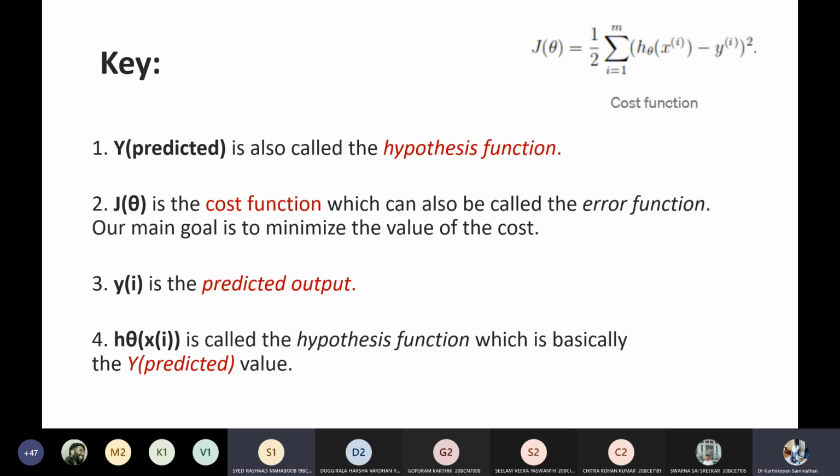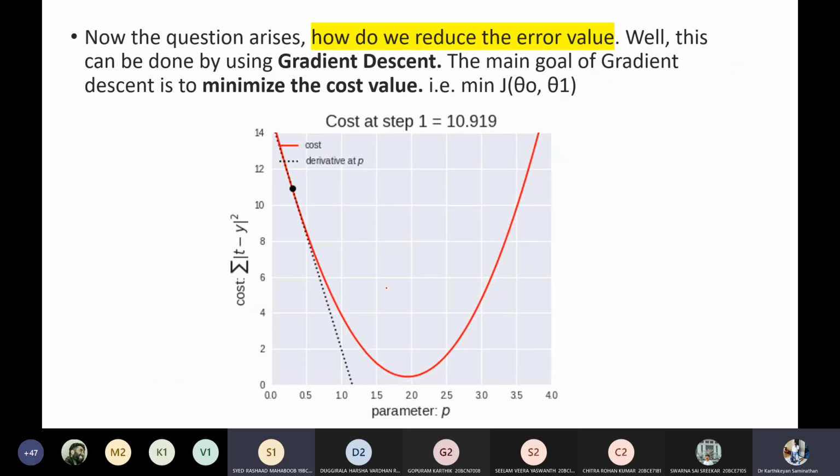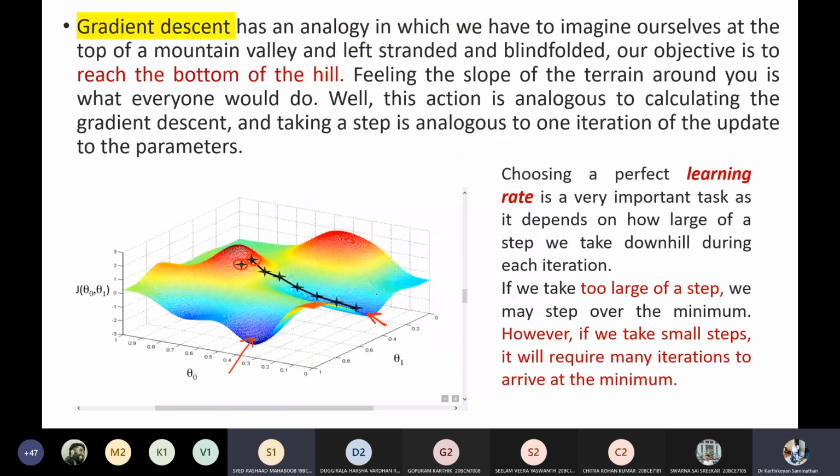So that depends on this theta, J and h. J is nothing but your cost function, meaning error function. What is the error rate involved in that function, right? Then y is your predicted value, and h theta is your hypothesis function, the y prediction. So if you manage by retuning this theta value, you can reduce the errors. That is what gradient descent is all about.